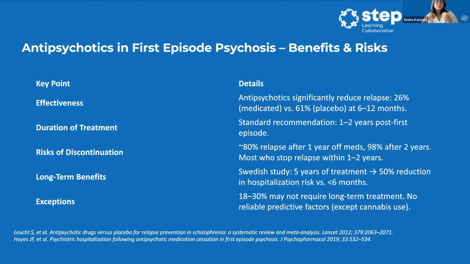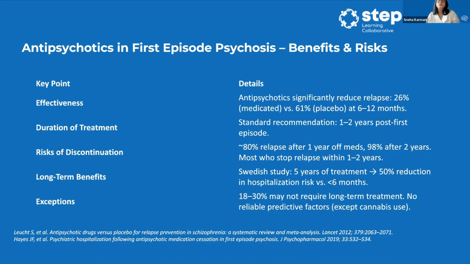There are certain risks that come with discontinuation. 80% of patients have been shown to relapse after 1 year off meds, and 98% after 2 years, and most who stop relapse within 1 to 2 years of stopping the drug. These are persons with long-standing psychosis. There was a Swedish study that has shown that there is a 50% reduction in hospitalization if patients have been treated for at least 5 years compared to those who have received treatment for less than 6 months.